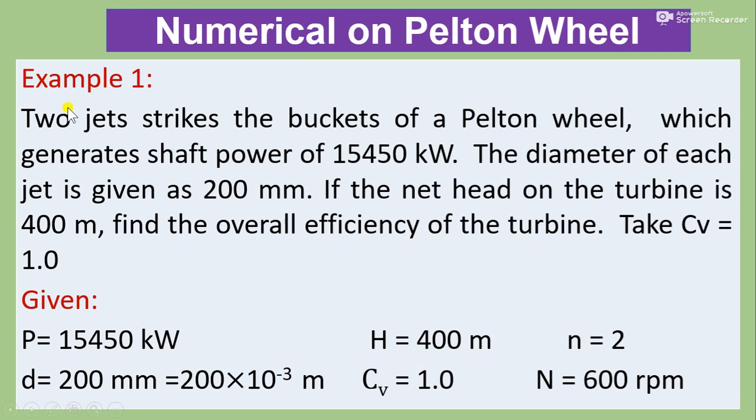First numerical, where two jets striking the bucket of Pelton wheel, which is producing power in kilowatt, that is given. Jet diameter is given. Net head is given, value of Cv is given, and we are asked to calculate overall efficiency. So first of all, given values we enlist: power, head, number of jets, diameter is given in mm, that we have to convert into meter, then Cv and speed.